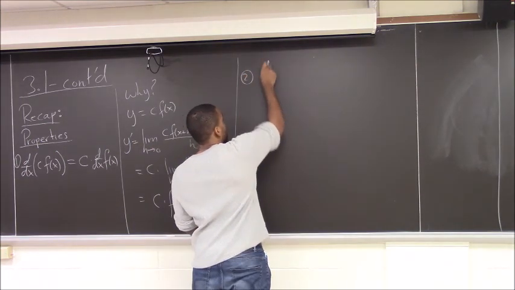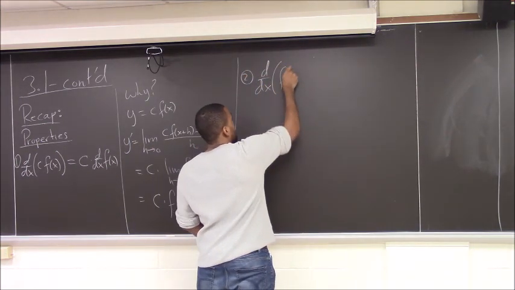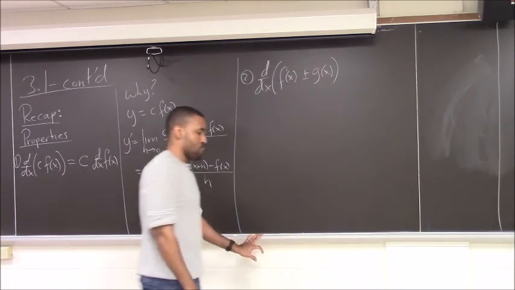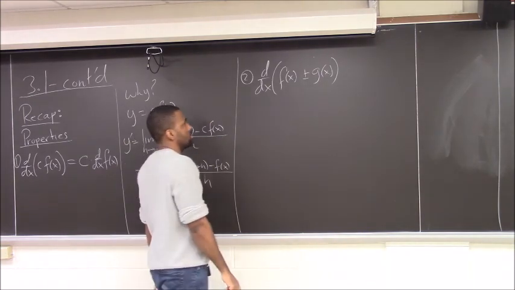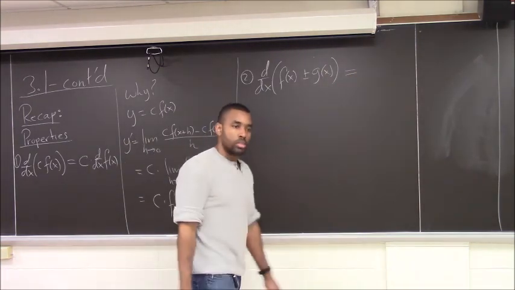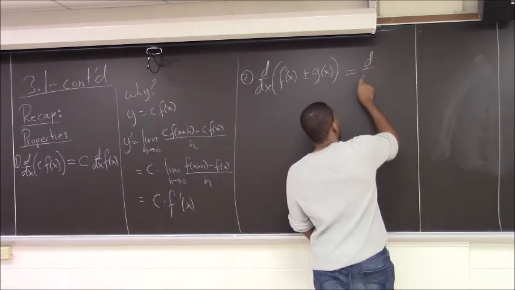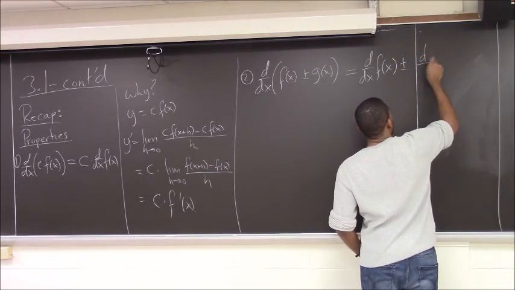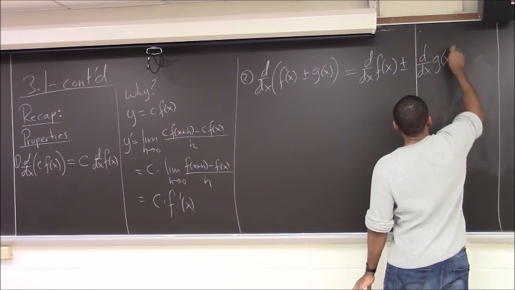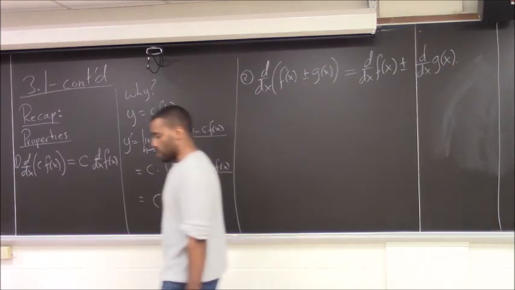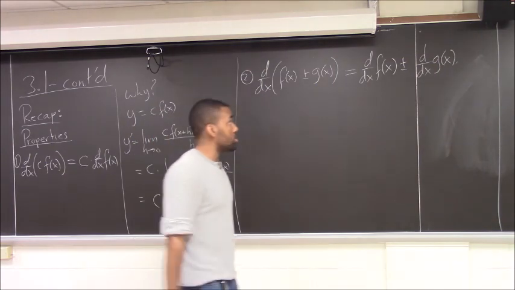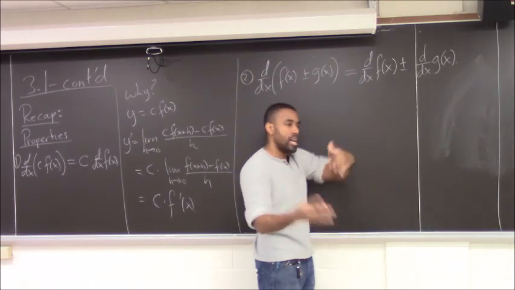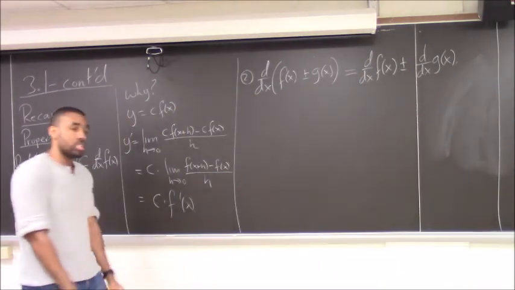Another property was the sum rule. That says if you differentiate a sum of functions, how do you differentiate a sum of functions? You can differentiate one at a time. So it turns out derivatives distribute across sums. The derivative of a sum is just the sum of the derivatives. You have a bunch of things being added together. You can differentiate each one individually, add them together, and that's your answer. And so that was called the sum property.